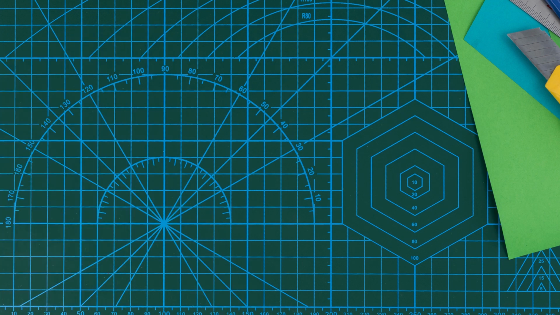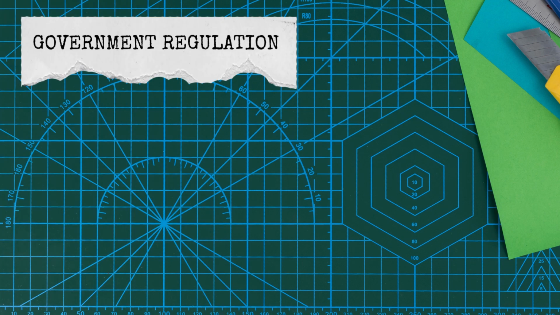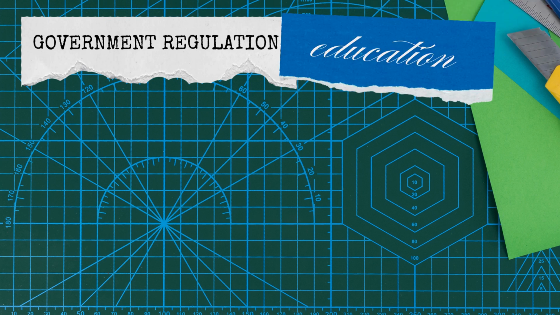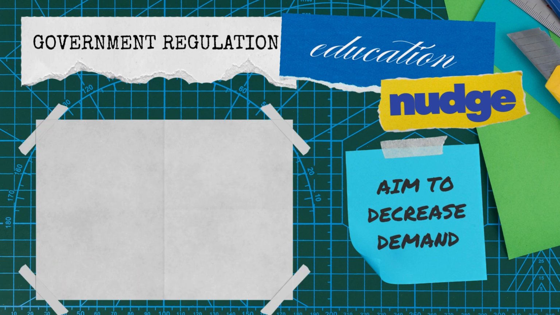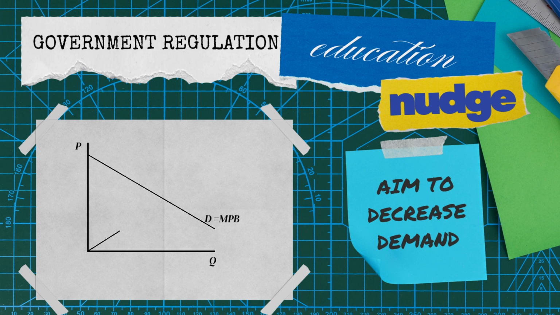But as you may have noticed, government regulation, educational awareness, and even nudges all aim to decrease demand. So let's try to draw that on a diagram. Here we have the demand curve, which equals the marginal private benefits of consuming the product. Then we have our supply curve, which also equals the MPC and MSC. So the market price and quantity will be here.